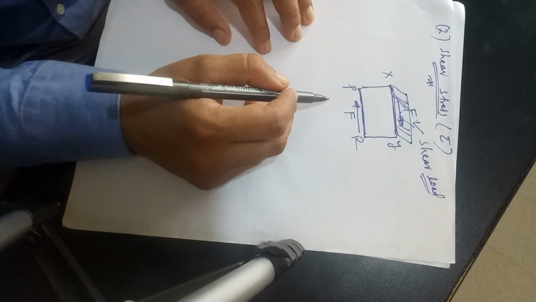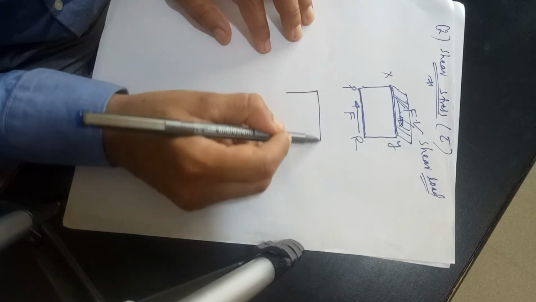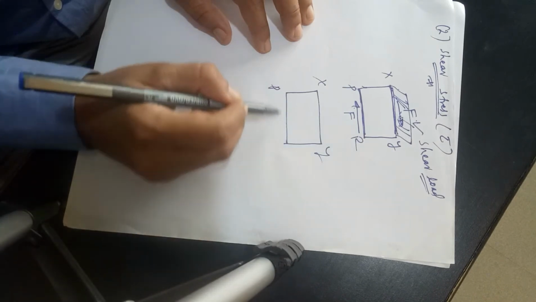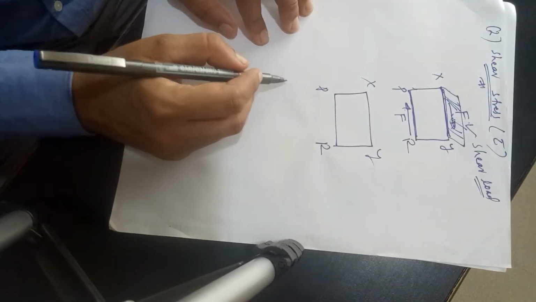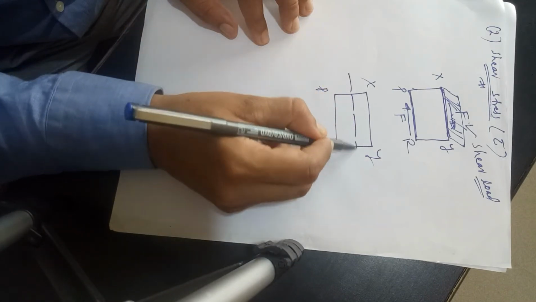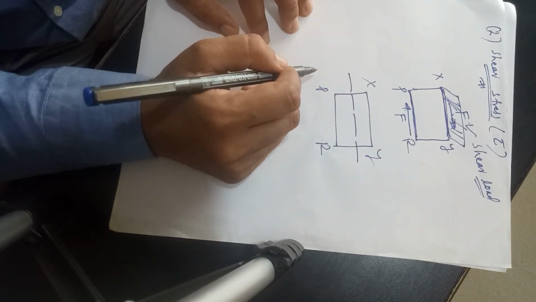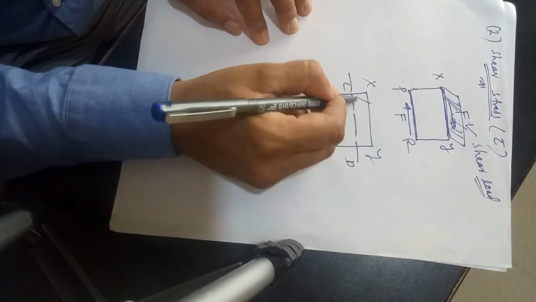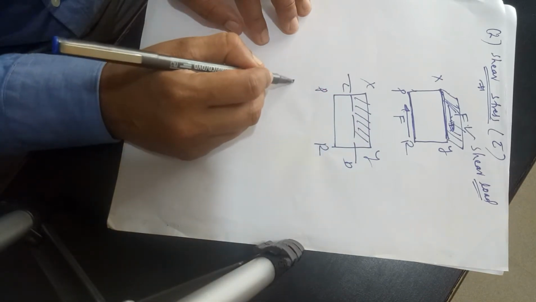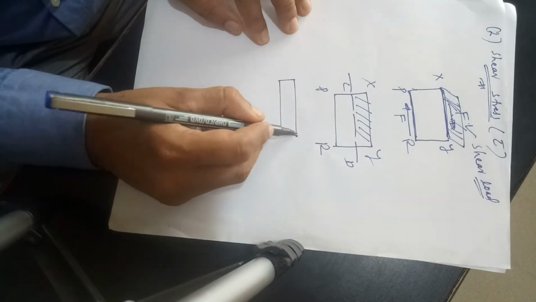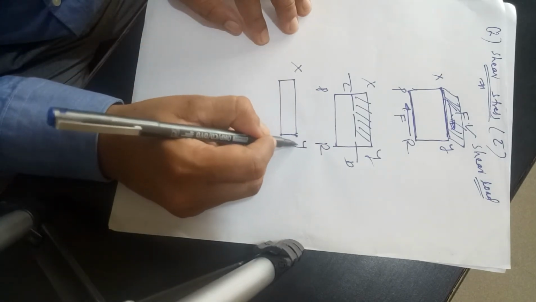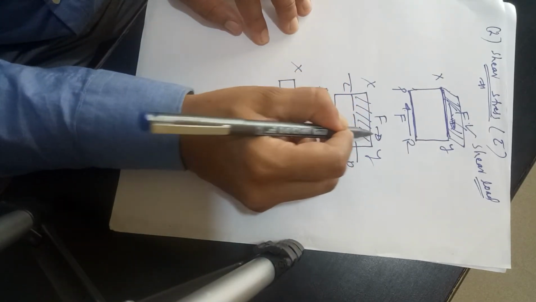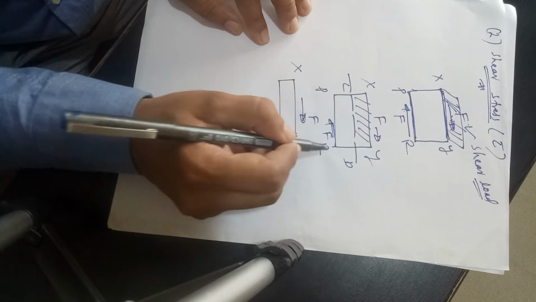Now I will try to analyze this internally. This is our body, X, Y, P and R. Now I am going to cut this by a section plane CD. Now I will consider the top portion. This is our top portion XY. Here I am applying the load F. This is the externally applied load F.